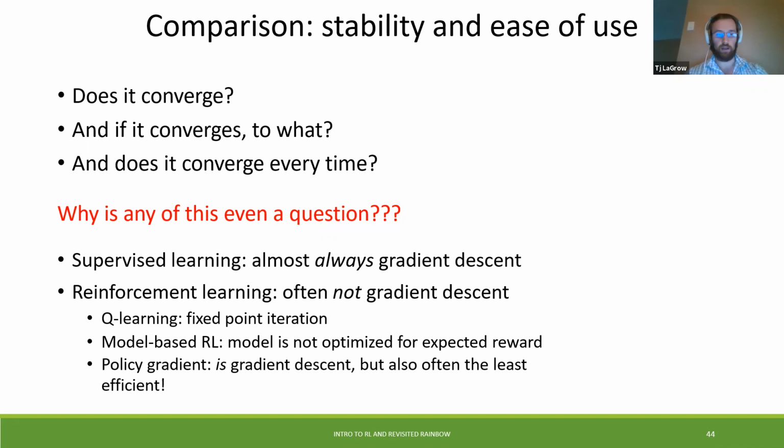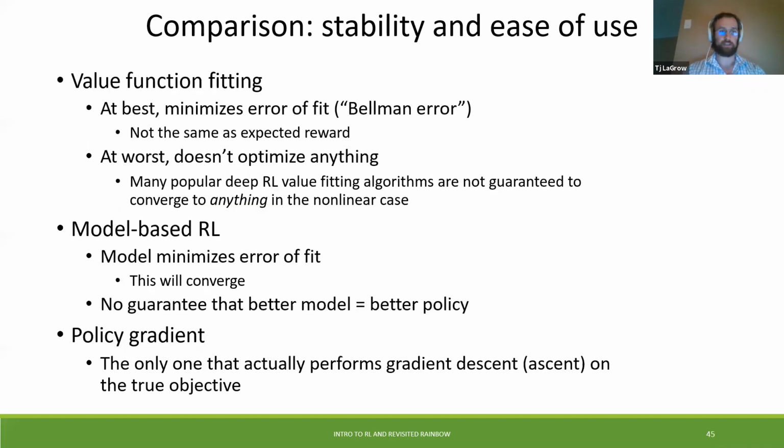Yes, and so model-based reinforcement learning is not necessarily optimized for reward, whereas policy gradient is a gradient descent, but is often the least efficient due to the exploration costs. Value function fitting is best used with the Bellman error. This is not the same as expected reward, but at least at worst, it doesn't optimize anything.